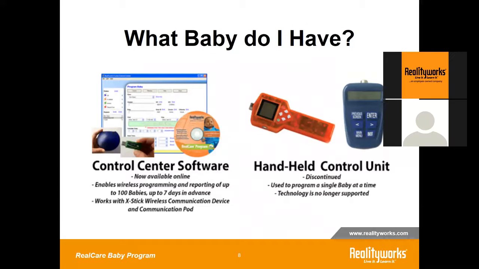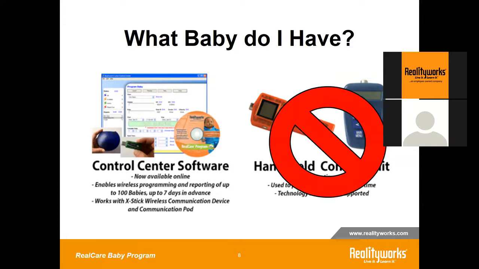And finally, a way to see if you're using the correct programming materials is to look at what parts and pieces actually came with it. If you have a handheld control unit, it would be in either a blue or an orange. It has buttons on it that you actually hold up to each of the babies. You program one baby at a time. These are discontinued, so that technology is old in those babies.